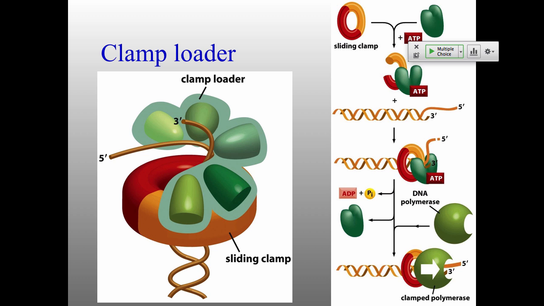They basically hold that clamp apart till it gets to the DNA, and then let it associate. And once it's on the DNA, it actually stays on the DNA for quite a long time. And how it comes off is an interesting question that no one really has a good answer to.